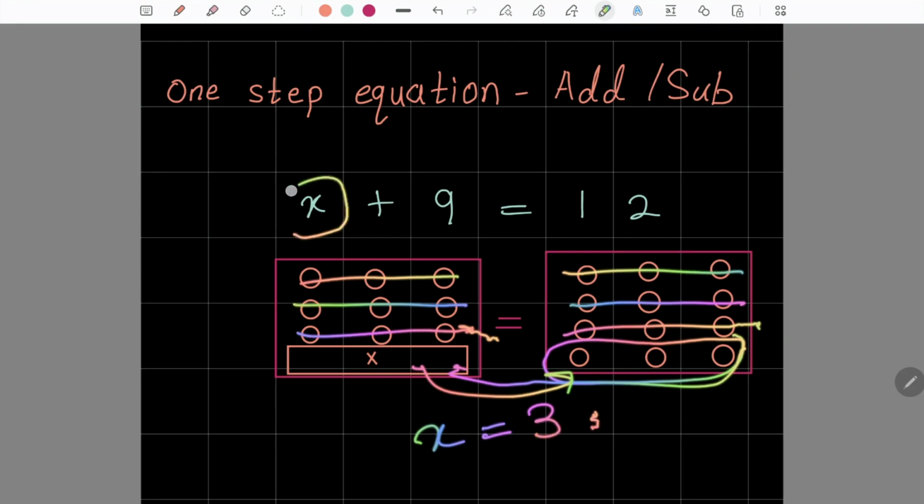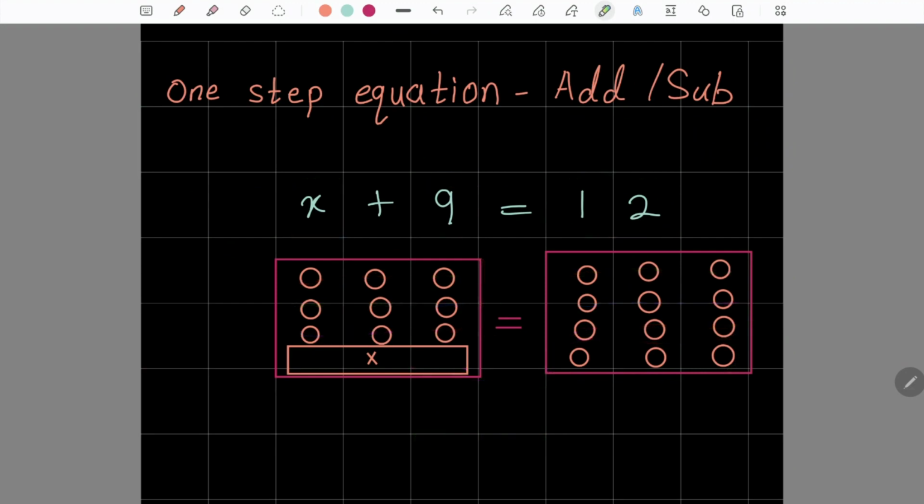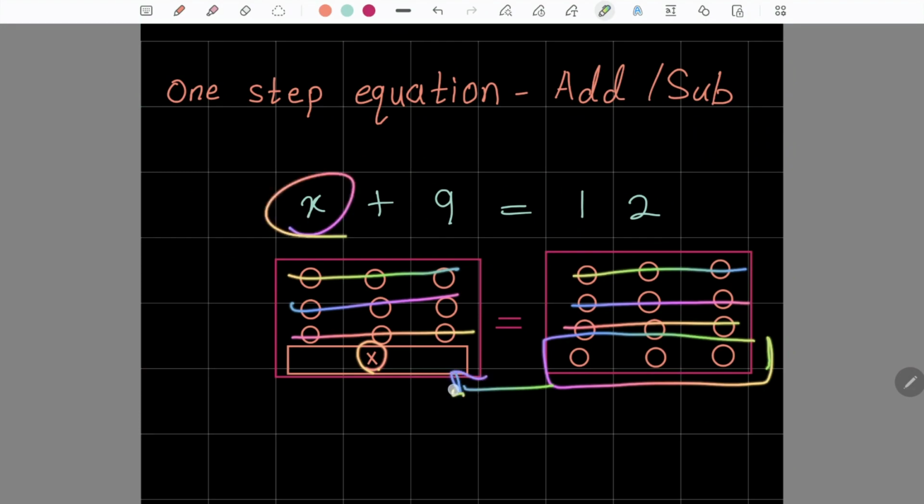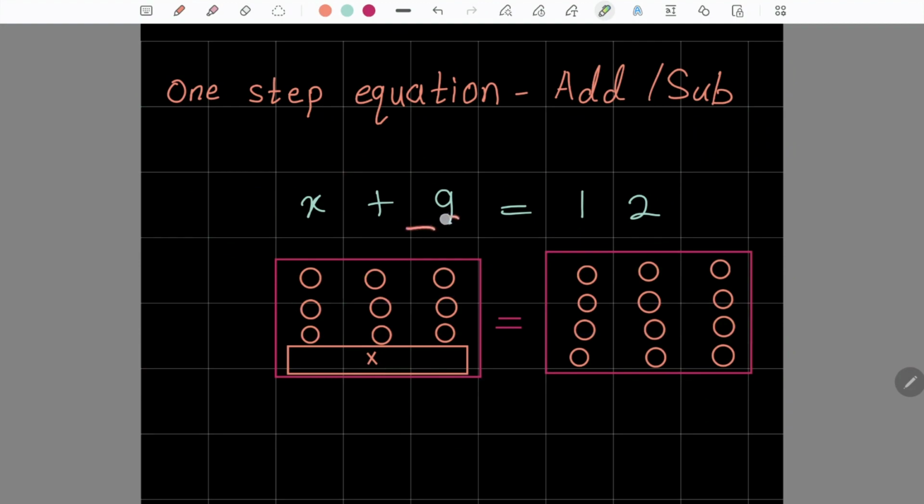Let's check. 3 plus 9 is 12. Correct. That's how we solve a one-step equation using blocks or circles, whatever diagram we have. So to find the unknown x, we need to subtract 9 from both sides to see what we are left with. That is going to give us the unknown x over here. So this is what we'll be doing in today's lesson: if we don't know something, we are going to take this away from both sides.